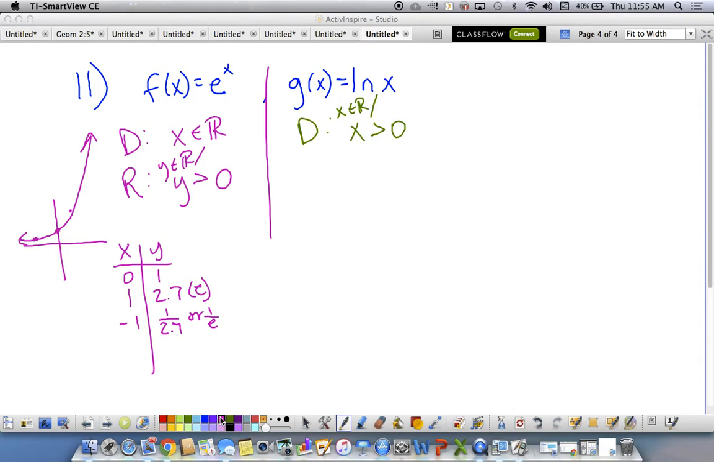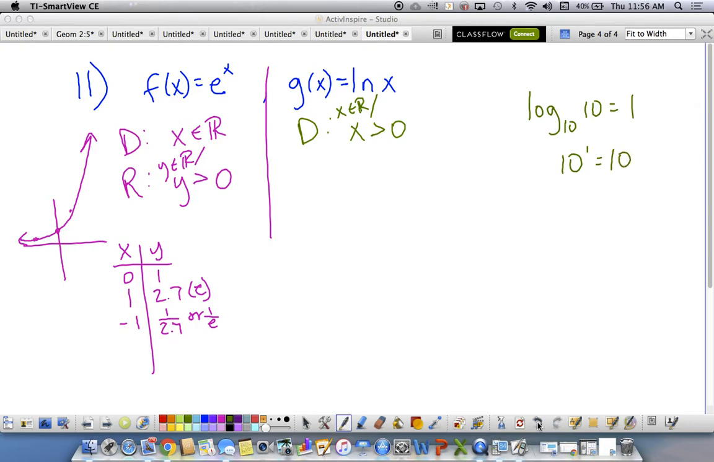Is it because of, well, what do you know about logs? I don't remember. You have to remember logs. Maybe we should do log every day. I wish we had time to do log every day. Anyways, what's log base 10 of 10? 1. How do you know that? Because 10 to the first equals 10.